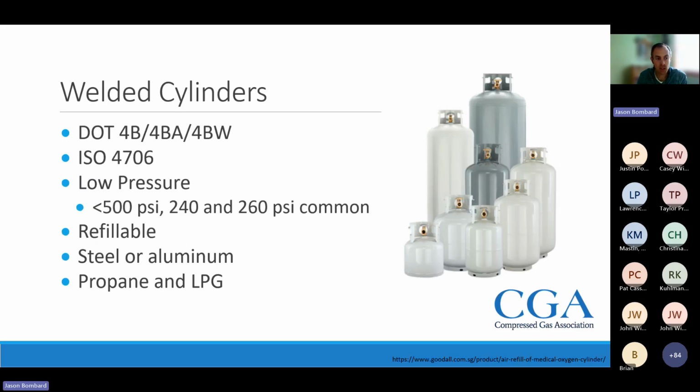For lower pressure applications, there are welded cylinders out on the market. These typically go by a DOT 4B, 4BA, 4BW spec, or also the ISO 4706. By low pressure, typically these are less than 500 psi service pressure, with the most common probably being 240, 260 psi specification cylinders. Again, these are refillable cylinders. They can be made out of steel or aluminum, and you see these used very commonly in the propane or the LPG industry.